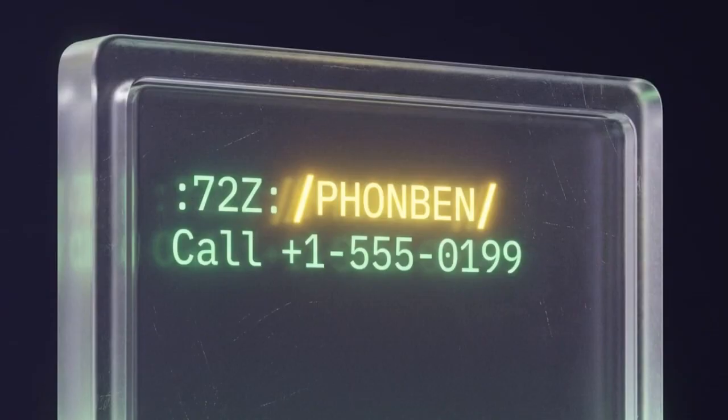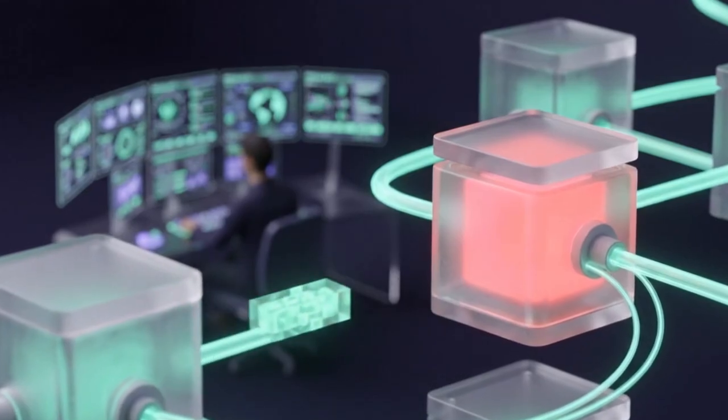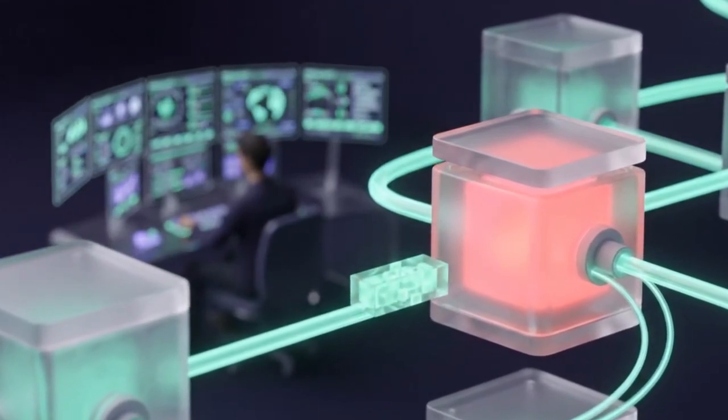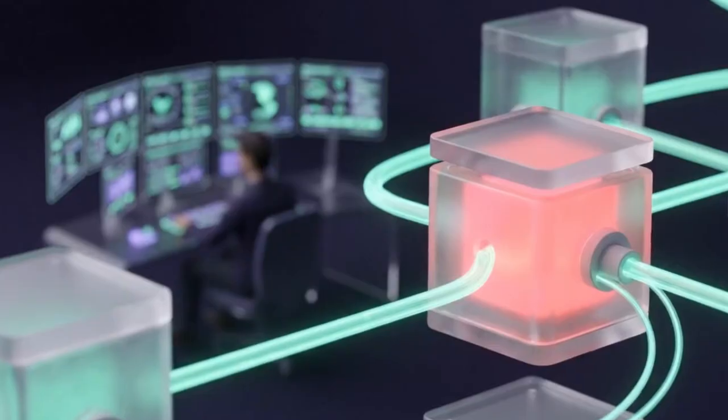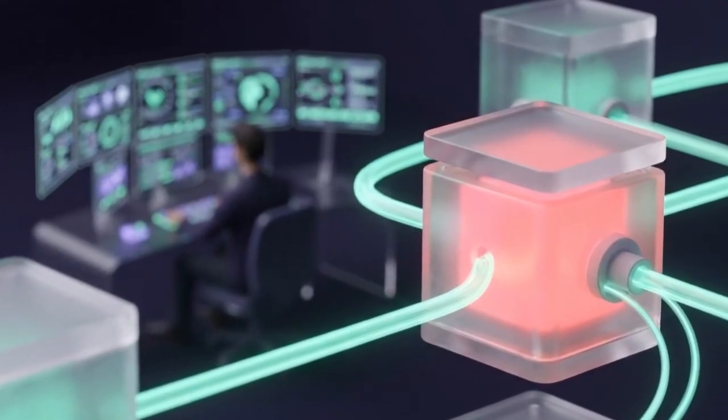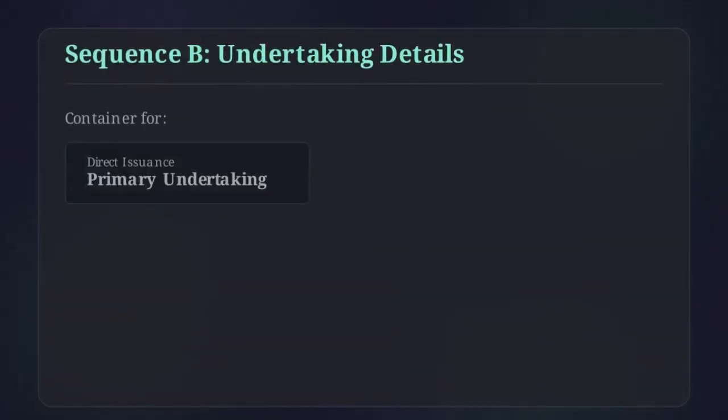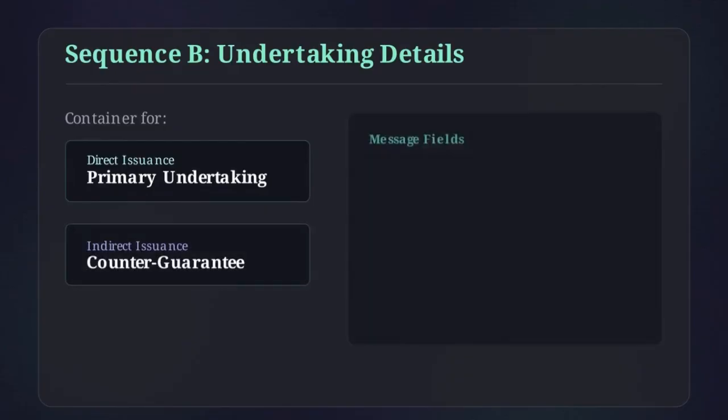Field 72Z allows for administrative instructions, but these must use /formatted codes, such as /phone-ben to request a telephone notification for the beneficiary. If these routing fields are configured incorrectly, the SWIFT network will reject the transmission before it can be manually reviewed. Sequence B is the mandatory container for the primary undertaking or the counter guarantee.